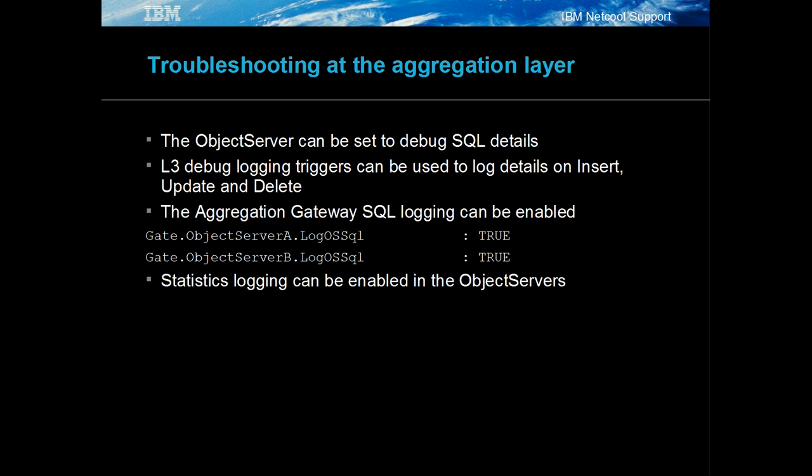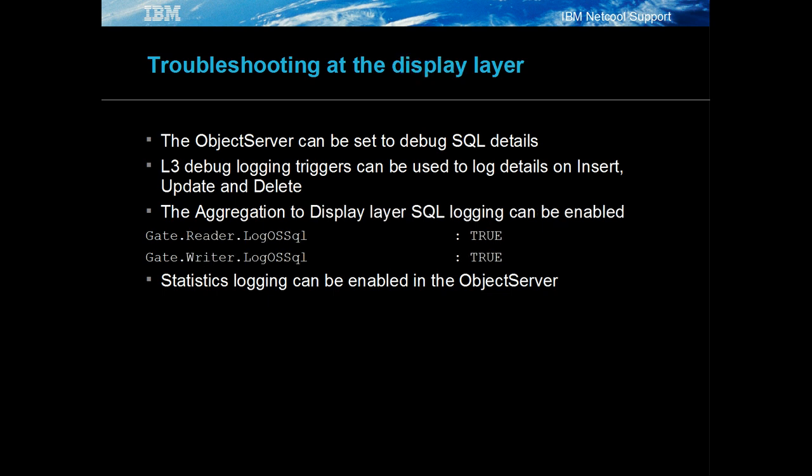Events are transmitted to the aggregation layer using a unidirectional gateway. The object server's gateways can log SQL statements for event tracking. The aggregation layer is a place to check event processing using the L3 debug triggers if the event's transmission to the display layer is controlled using a filter.